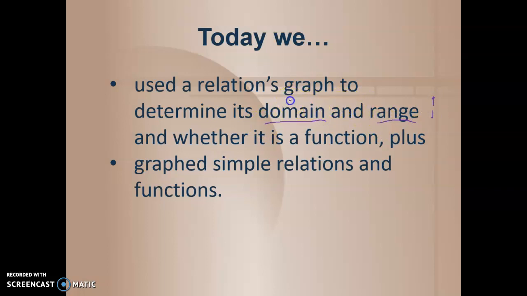We also used the graph to determine whether it was a function. Remember, if it's a function, it will pass the vertical line test. The vertical line will only pass through it once. Plus, we also graphed some simple relations and functions, using both given domains and plotting points, or not being given a domain, coming up with our own points and connecting our points with a smooth line.